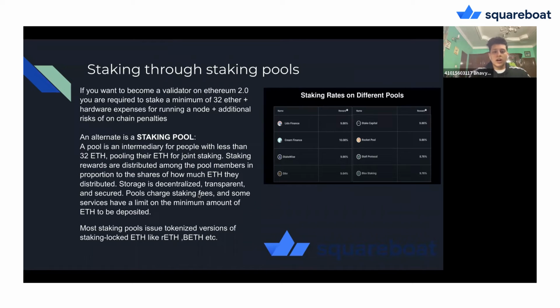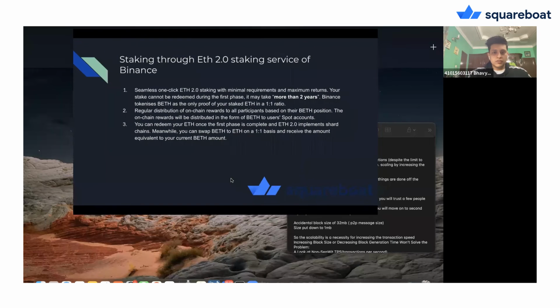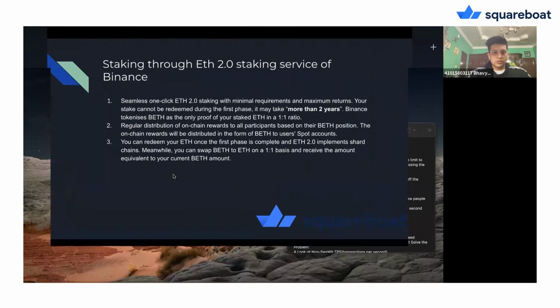We are going to look at how we can stake on the Binance portal. It's a very easy thing to do there. I just did it a few minutes back, if I could show you.